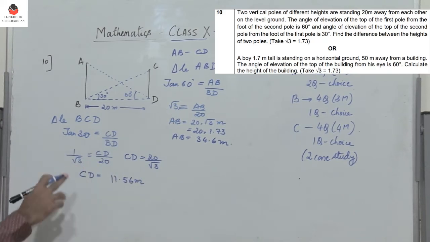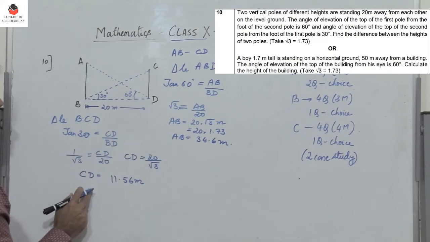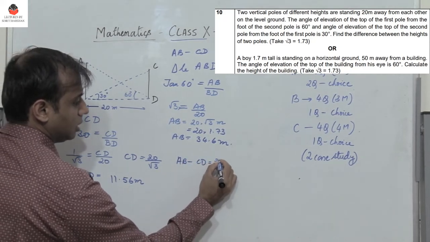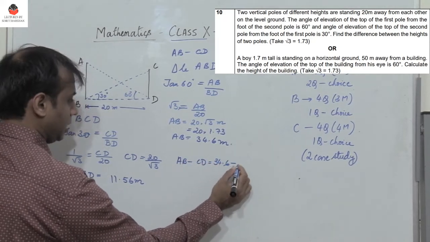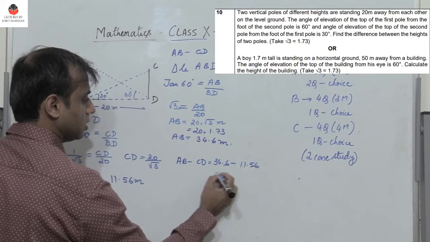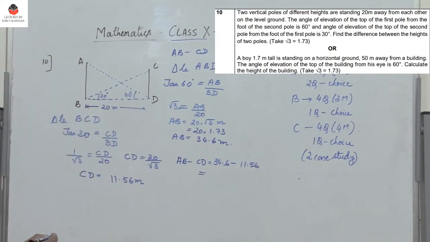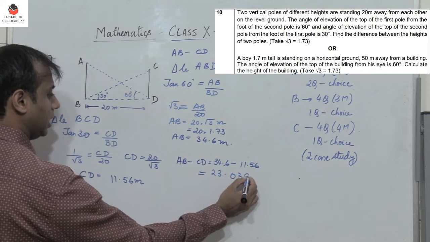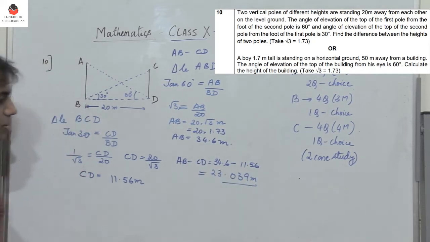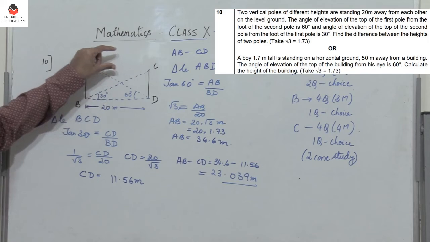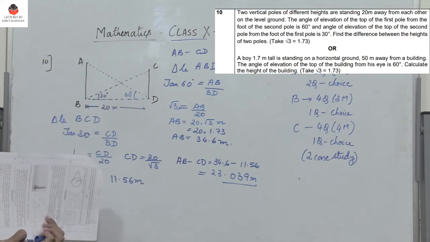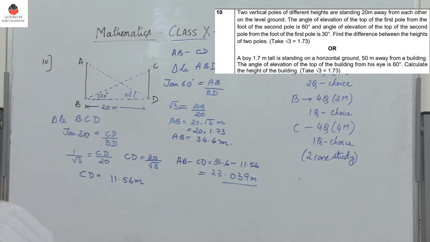Now we have to find the difference between AB and CD. So AB minus CD equals 34.6 minus 11.56. So the value is approximately 23.039 meters. So this is the difference between the heights of the poles which we had to find. Now there's an internal choice, so let's go to the next one.